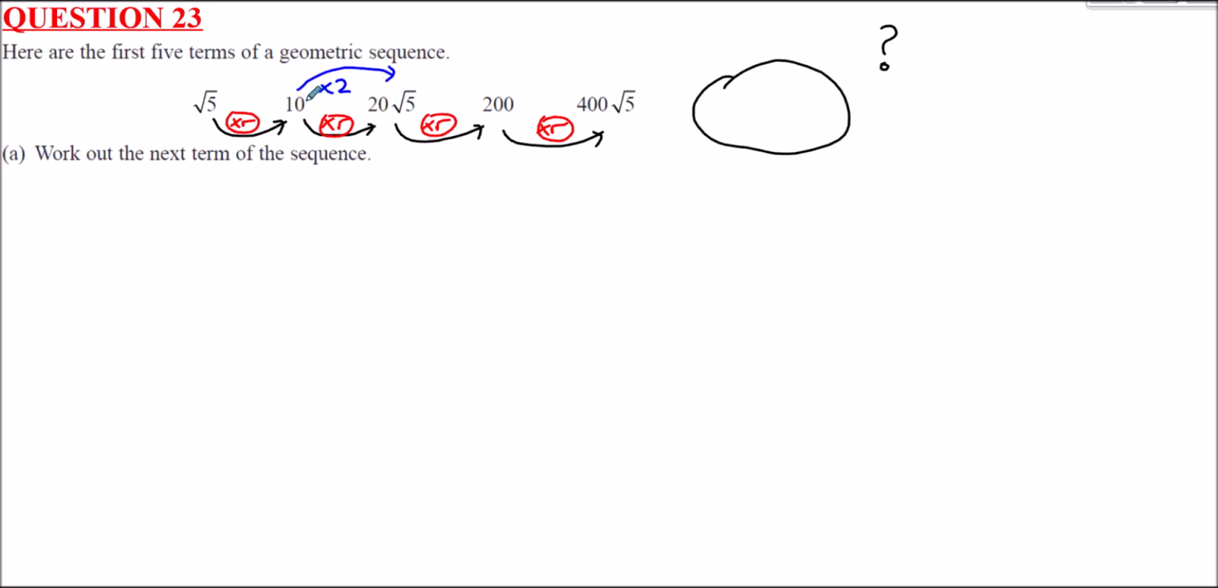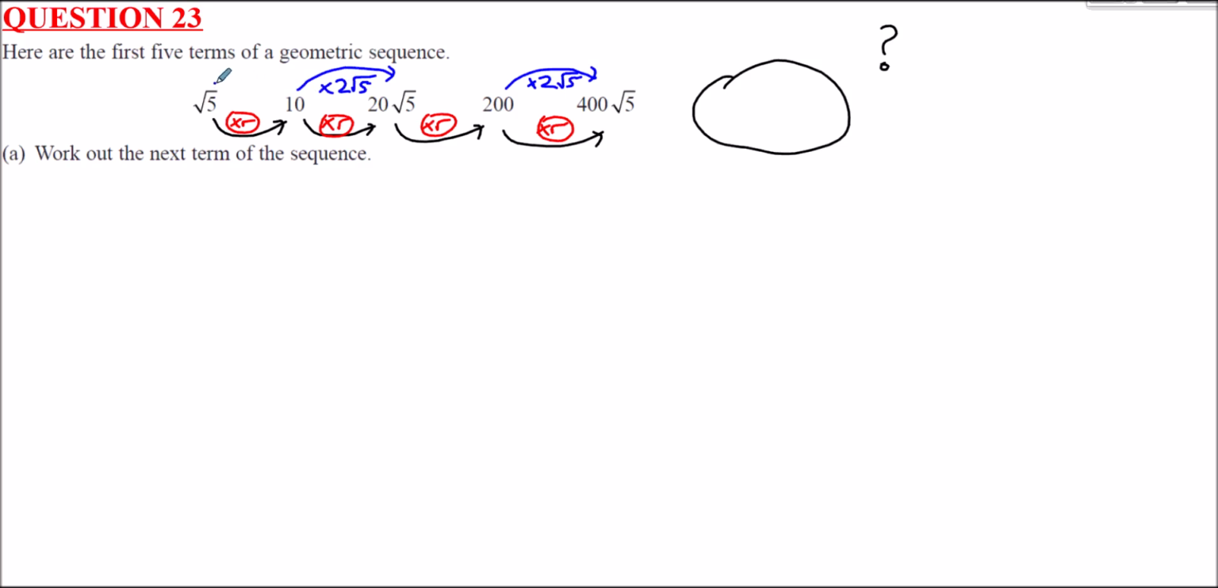So overall, to go from 10 to 20, we must have been multiplying by 2 root 5. In the same way, to get from 200 to 400, we've multiplied by 2, and again, because it's 400 multiplied by root 5, the overall factor must have been to multiply by 2 root 5. This also works because it is a common ratio, and because we can see that it works for every consecutive number in the sequence.